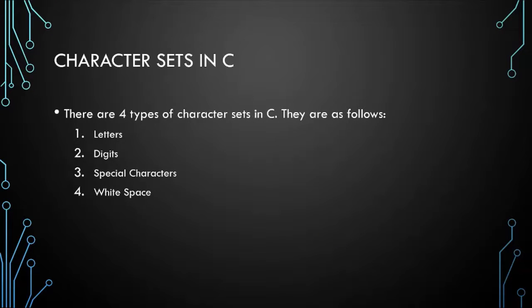Character sets in C. There are four types of character set in C. They are as follows: letters, digits, special characters, and white spaces. Letters are like A to Z, like you have A, B, C, D, and so on. Digits are numbers like 0 to 9, then 0 to 15, etc. Then special characters are like plus, minus, multiplication symbol, division symbol, open brackets, close brackets, etc. White spaces are normal single space, then tab space and backspace.